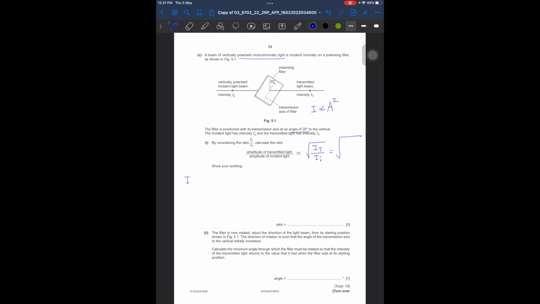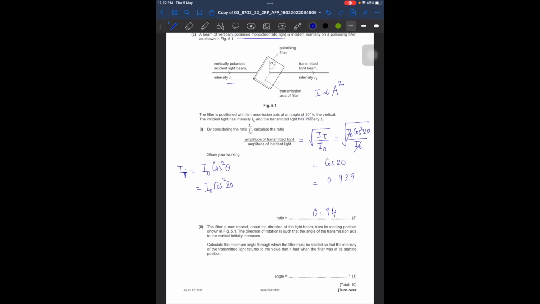And from Malus's law, we know that I transmitted is equal to I0 cosine squared theta, which is what is written here. In this case, we'll write I0 cosine squared 20. So we can substitute I0 cosine squared 20 over I0. The I0 terms cancel out, and we get cosine 20. The value for that is 0.939. We can round it off and write it as 0.94.